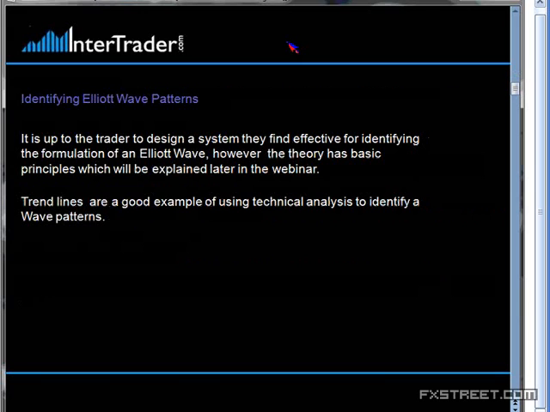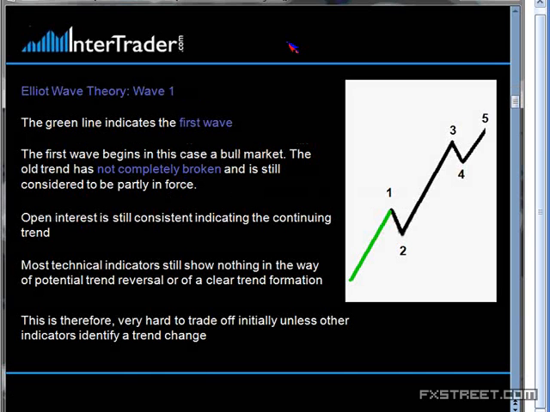So how we identify Elliott Wave patterns. It's up to the trader to design a system they find effective for identifying the formation of Elliott Wave. However, the theory has a basic principle, which we explain later in the webinar, but it's all around trend lines. It's a good example of how we use our technical analysis, adapt our trend lines and charts, and overlay the wave patterns to understand how the market is moving.